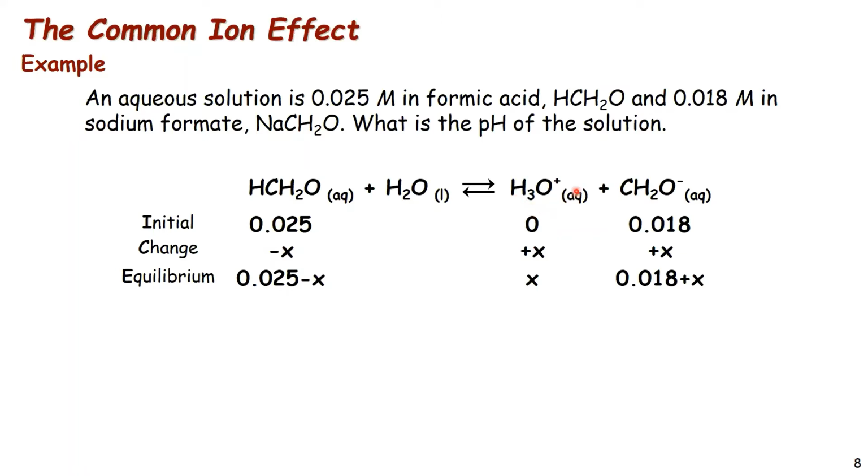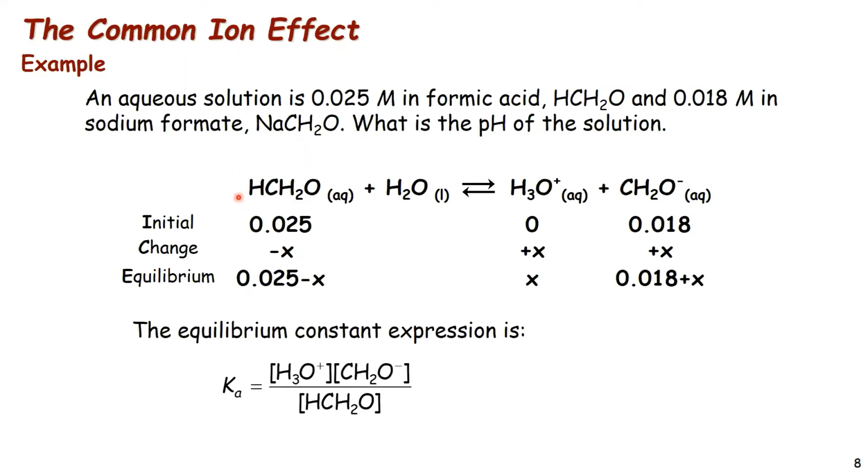It's going to be equal to the concentration of our products, each raised to the coefficient in the balanced chemical equation, divided by the concentration of our reactants, again, each raised to the coefficient in our balanced chemical equation. So there's our equilibrium constant expression.